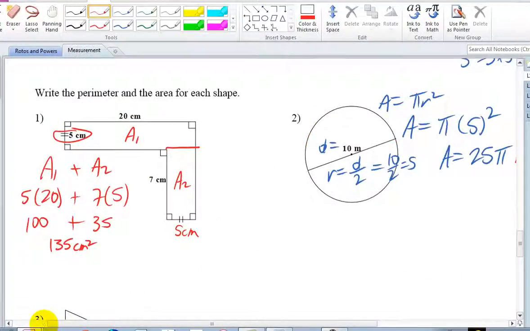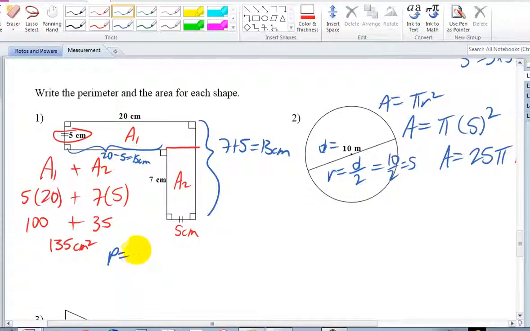Okay, now for the perimeter, this measurement here will be 7 plus 5 equals 12 centimeters. So be careful with that. Okay, this measurement here will be 20 minus 5, which equals 15 centimeters. So for perimeter, you have 20 plus 12 plus 5 plus 7 plus 15 plus 5. Okay, so you have to get all your different measurements. Sometimes you have to subtract.